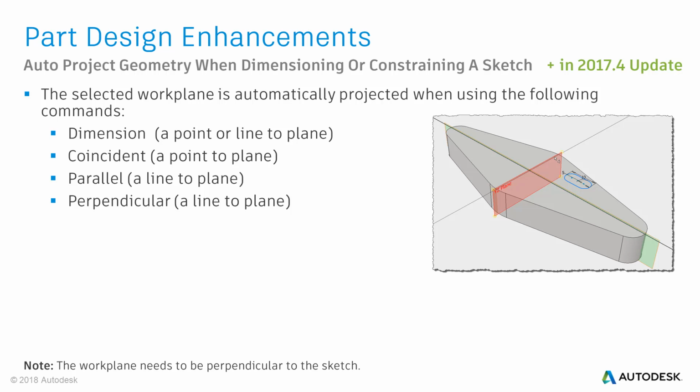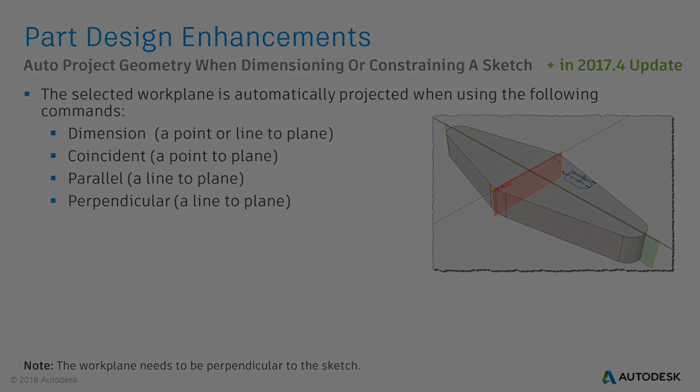Previously, when you added dimensions or constraints to sketch geometry with a perpendicular work plane, you had to use the Project Geometry command to project the selected work plane. Now, when you select a plane that is perpendicular to the sketch you're dimensioning or constraining, the selected work plane is automatically projected when using the following commands: dimension, coincident, parallel, and perpendicular. Please keep in mind the work plane needs to be perpendicular to the sketch to get the auto project geometry functionality working.